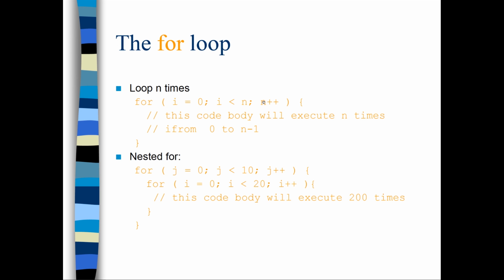Okay, and when i is incremented, now the value of i is 1. So 1 is less than 2. Yes, it is correct. So again this block of code will be executed, and next again the i will be incremented. So now the value of i is 2. So is 2 less than 2? No, that is false, and it won't evaluate to true, and it will come out of this for loop.